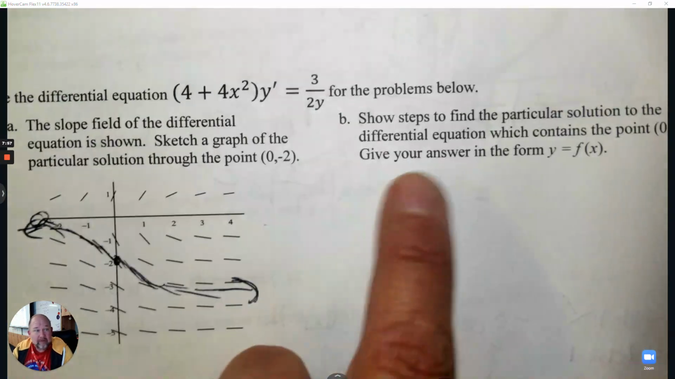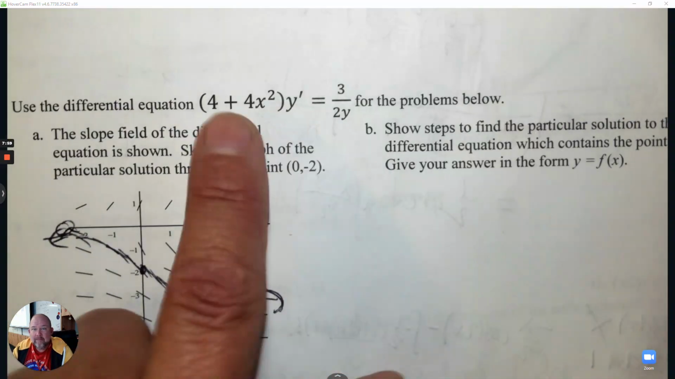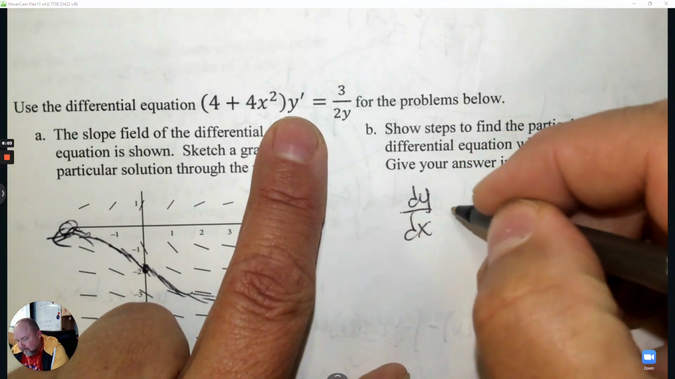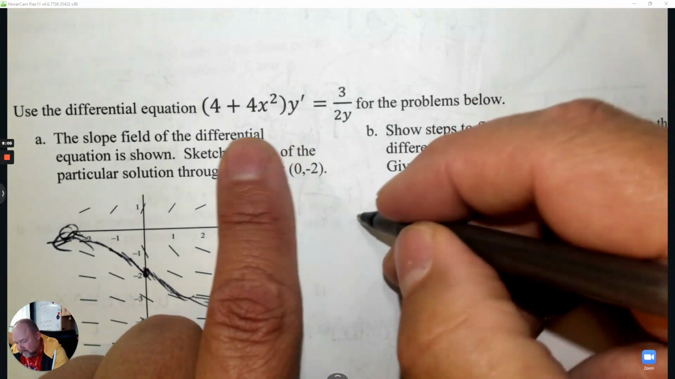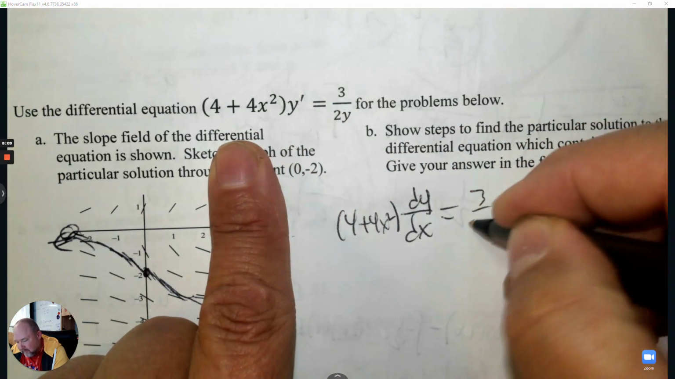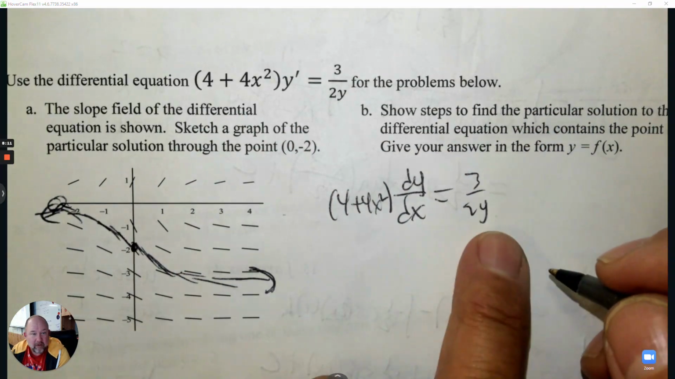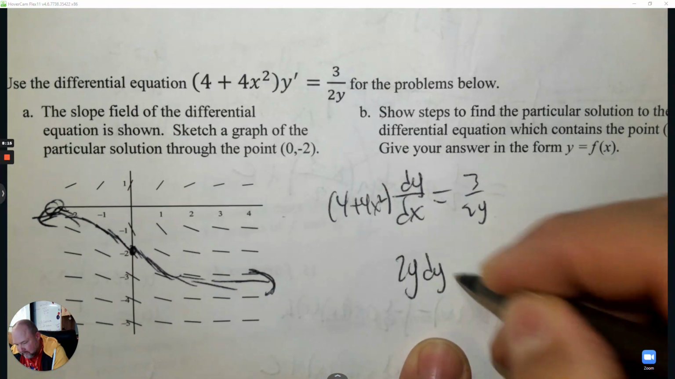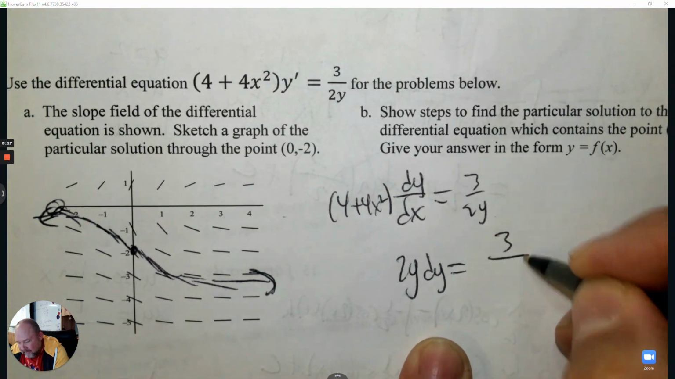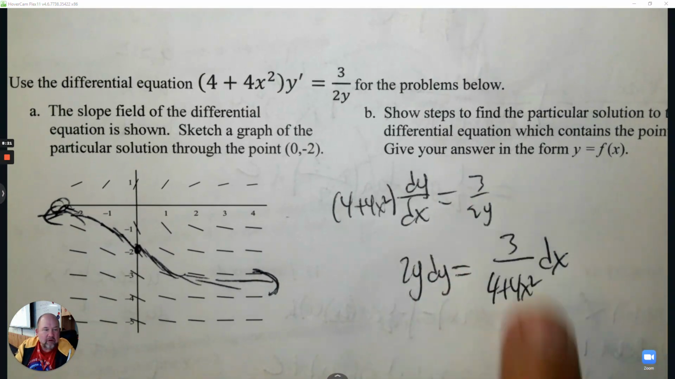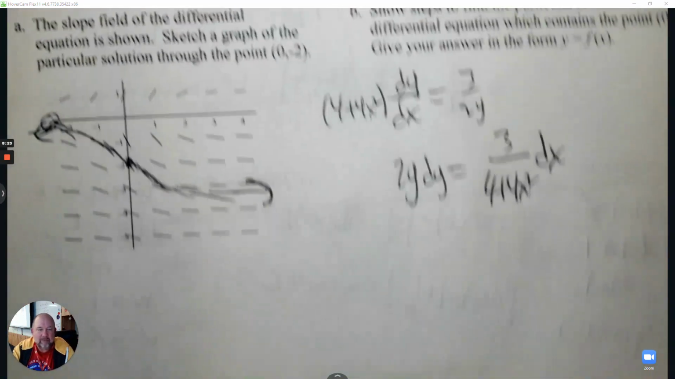Here I want to solve the differential equation through that point. So it's dy/dx, and we have 3 over 2y and 4 plus 4x². So we're going to solve this. We're going to multiply by 2y, and then we're going to divide by 4 plus 4x². So we now separate the y's and the x's.